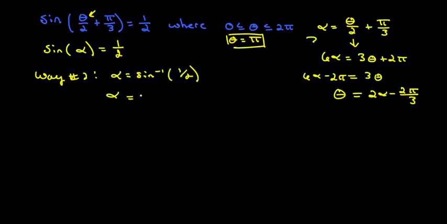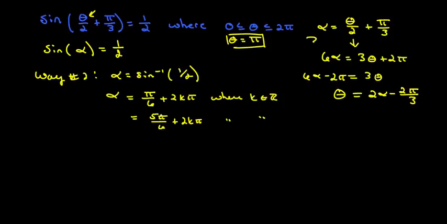So that generates values of pi over 6 plus 2k pi, where k is an integer, and 5 pi over 6 plus 2k pi, again where k is an integer. So those are our alpha values. So what's theta? Well, remember, theta is equal to 2 times alpha minus 2 pi over 3.